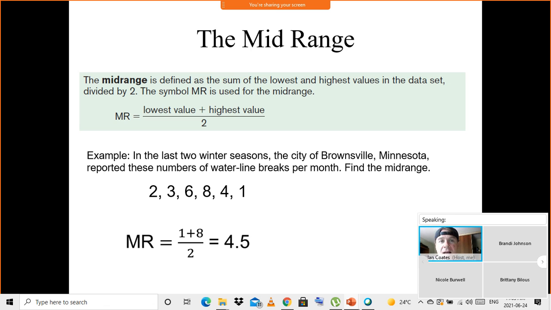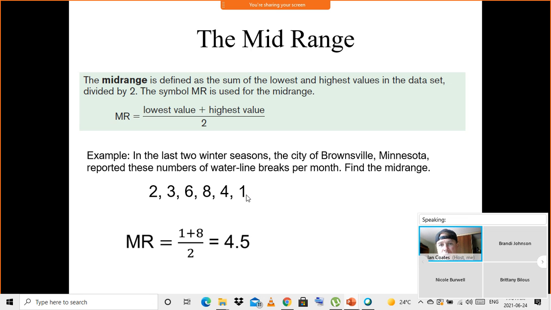So, the mid-range: you have a group of numbers, and you put them in order, and to find the mid-range, like the midpoint. It's just another way of showing you a measure of central tendency. Is it exact? No. But does it kind of work? Well, yeah. For the mid-range, you just take your lowest value and add it to your highest value and divide it by 2. So in this case I have 2, 3, 6, 8, 4, 1.